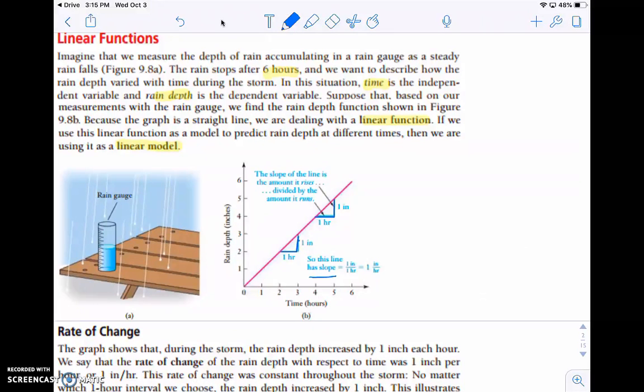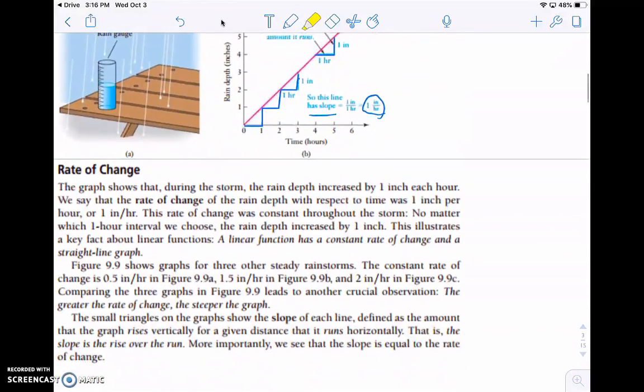And notice that for every 1 hour I come across, I rise up 1 inch. So for every hour, I get another inch. Sorry, those aren't perfectly straight there, but we get this 1 inch over 1 hour, or 1 inch per hour, and that 1 inch per hour is what we call our rate of change. And the rate of change for a linear function is constant, meaning it's the same no matter whether you grab hour 1 or hour 4. For linear, it's a constant rate of change.